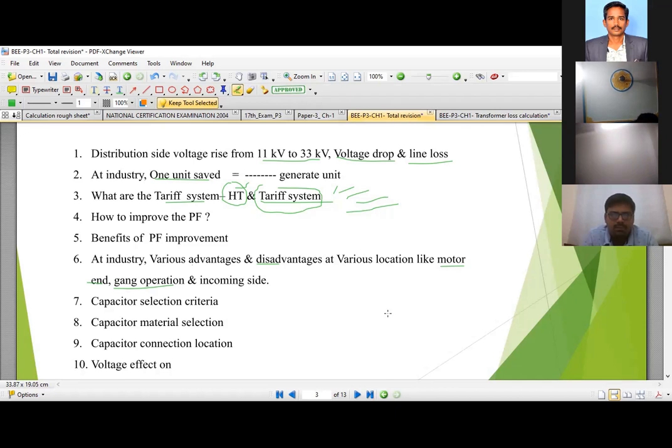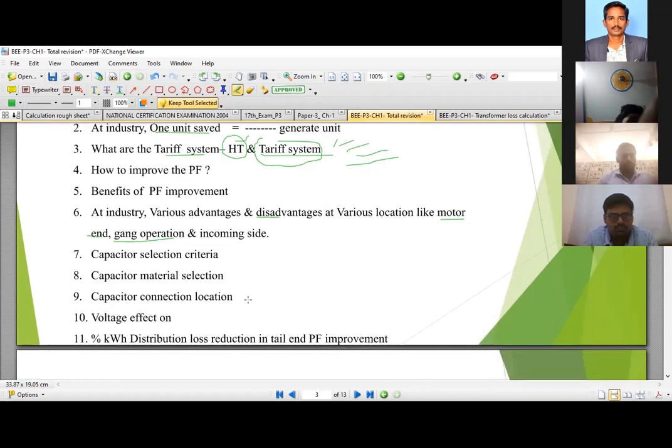Next, incoming side, incomer side. They are using the secondary side, always connected in parallel. On the incoming side, what are the benefits, advantages and disadvantages? On the secondary side, meaning load side? Yes, load side. Suppose the incoming side is also connected. Basically, they point out everything. Primary side and secondary side, not load side, incoming side. What is the advantage and disadvantage?